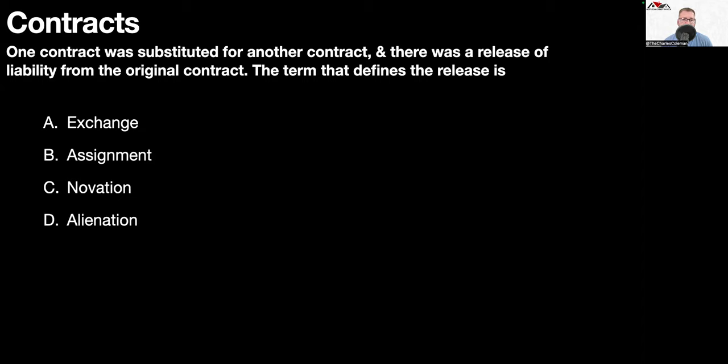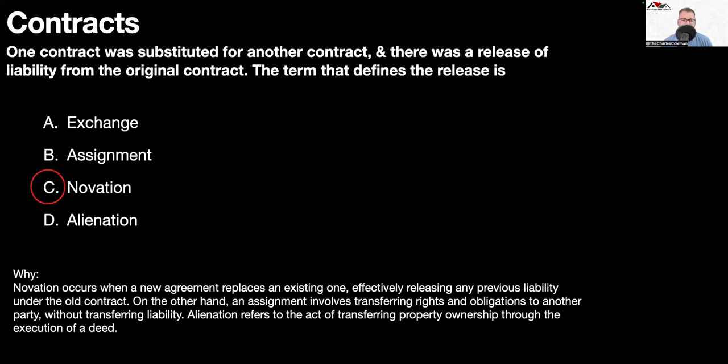One contract was substituted for another contract, and there was a release of liability from the original contract. The term that defines the release is novation. Novation occurs when a new agreement replaces an existing one, effectively releasing any previous liability under the old contract. On the other hand, an assignment involves transferring rights and obligations to another party without transferring liability. Alienation refers to the act of transferring property ownership through the execution of a deed.